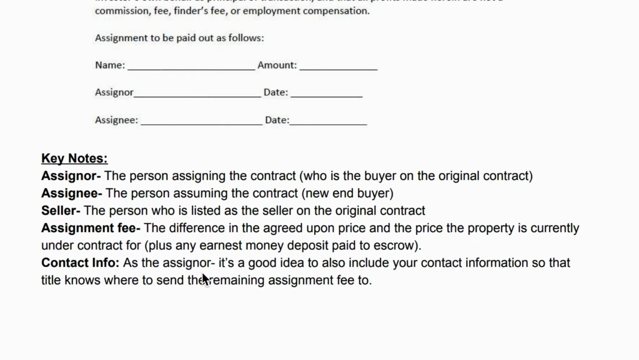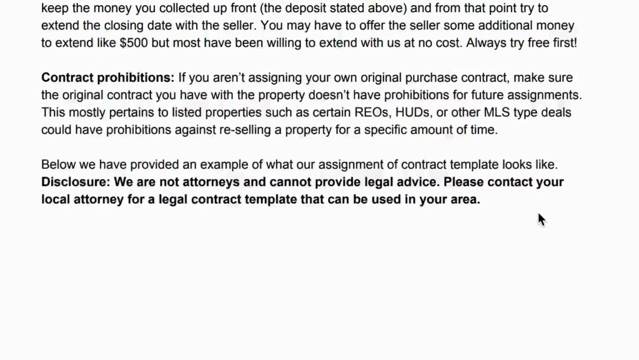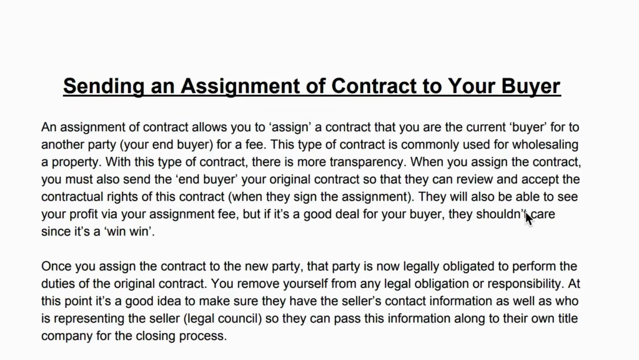And then contact information. So it's a good idea to include your contact information. You can always just put it down at the bottom of the assignment. That's totally fine. Or just include it in an email to the title company or attorney that this is being sent to, so they know who to send that assignment fee to. So I hope that helps. That was just a little bit about how to send an assignment of contract to your buyer.